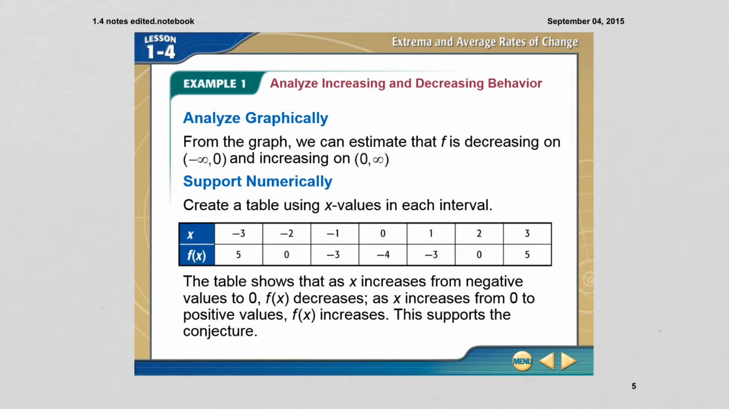Now we're going to create a table that's shown below using x values in each interval. So we start at -3, -2, -1, 0, 1, 2, and 3, and find the values of the function. At -3 it's 5, at -2 it's 0, at -1 it's -3, at 0 it's -4, at 1 it's -3, at 2 it's 0, and at 3 it's 5. The table shows that as x increases from a negative value to 0, f of x decreases. And as x increases from 0 to the positive values, f of x increases. This supports our conjecture.